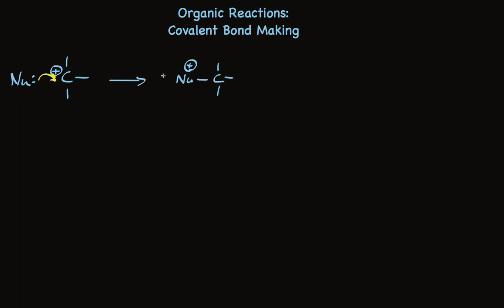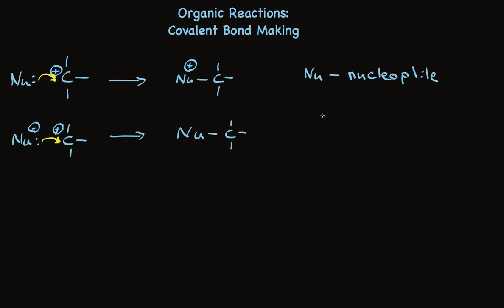A second possibility is that the species that donates a pair of electrons is negatively charged. This is also common, in which case what we make is neutral. There's our pair of electrons making a bond. I have used the symbol Nu there, which is something that we call a nucleophile. Anything that shares a pair of electrons with carbon falls in this category. If something shares a pair of electrons with a proton, we call it a base. When something shares a pair of electrons with a carbon, we call it a nucleophile.